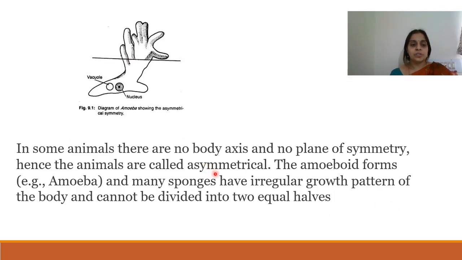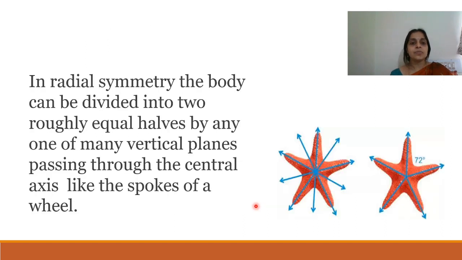Coming to asymmetry. In some animals, there is no body axis and there is no plane of symmetry. For example, amoeba and many sponges. They have an irregular growth pattern of the body, and when you divide the body, you cannot get two equal halves. So this is asymmetry.